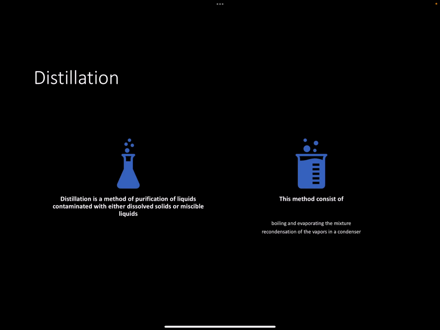Next is distillation. Distillation is a method of purification of liquids contaminated with either dissolved solids or miscible liquids. This method consists of boiling and evaporating the mixture and recondensing the vapors in a condenser. So it's a different setup. It's a lot more complicated, no? But to put it in simpler terms, this is evaporation with condensation.